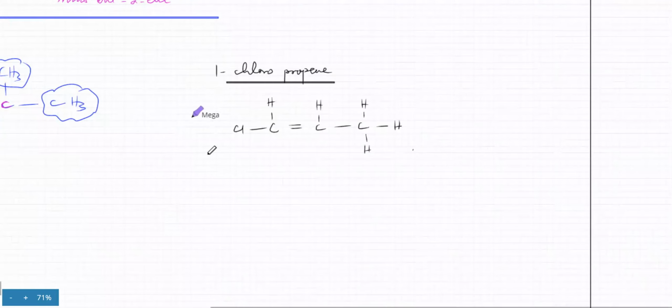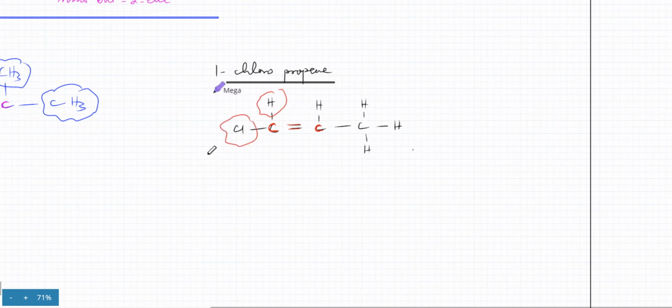It will. The first condition is that there's a carbon-carbon double bond, and each carbon in the double bond must be bonded to two different groups. So this is bonded to two different groups, so that condition is met. This carbon is also bonded to one H over here and one CH3 group over here. So that's two different groups.